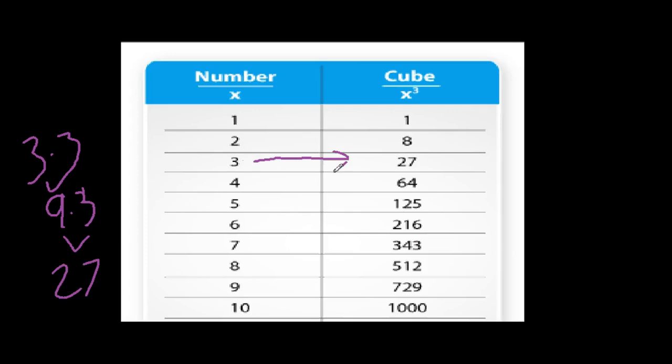Let me do one more. If I do 4 times 4 times 4, that's 16. 16 times 4, 4 times 6, 24. 4 times 10, 40. 40 plus 24 gives me 64.